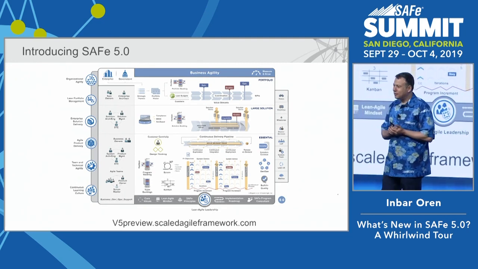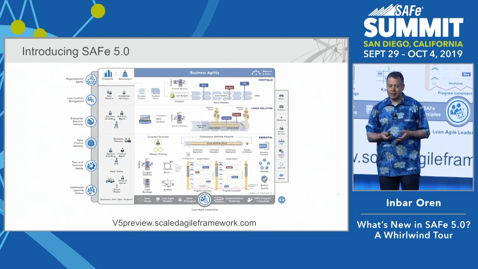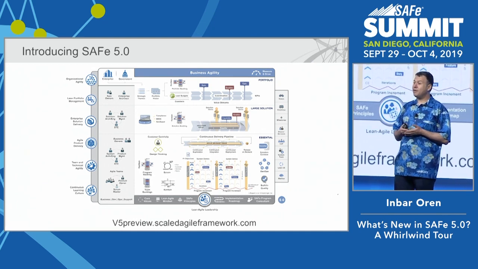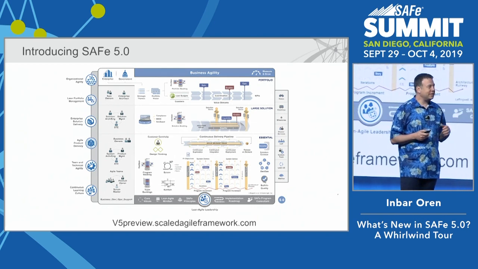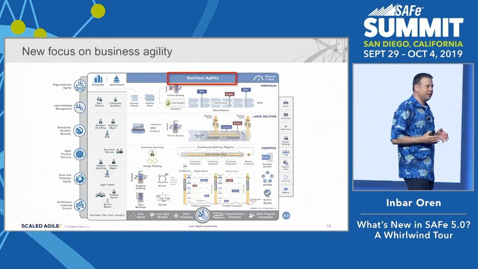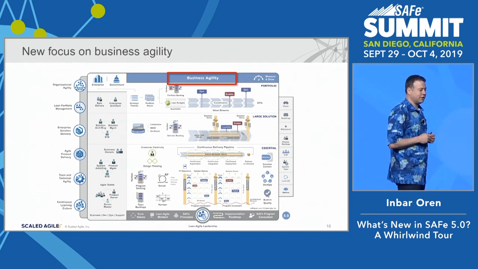So, Dean introduced 5.0 yesterday. New big picture, a lot of new elements on it. Hopefully you've all gone to see v5preview.scaled-framework.com, and you could see that we have a lot of new stuff there. And as Dean showed, the first thing that we focus on is we have a new goal: business agility.